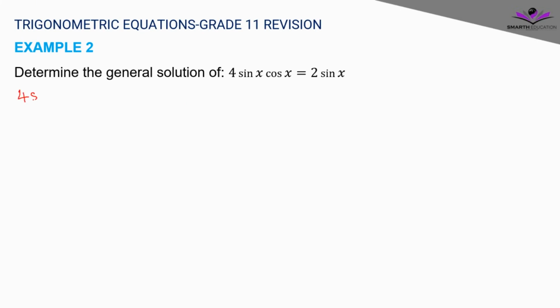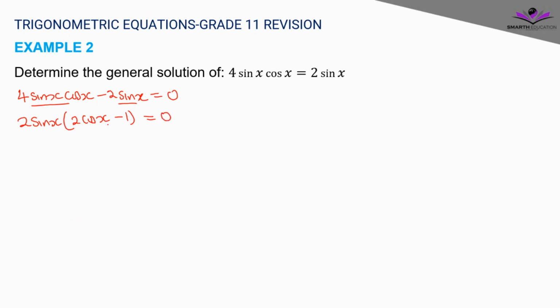We can factorize this, but we have to write this in this form first. 4 sin x cos x minus 2 sin x is equal to 0. If we check here, between this term and this term, we have the highest common factor, which is 2 sin x. We factor it out. So this is 2 sin x, and then we're going to have 2 cos x minus 1 is equal to 0.